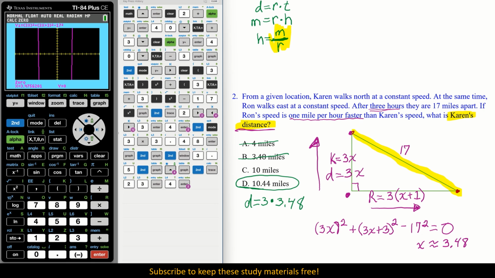I rounded, and then I did the rest of the things that I needed to do. Okay, I hope you understood everything that I did on both of these problems. I recommend pausing, rewinding, and working through these again.